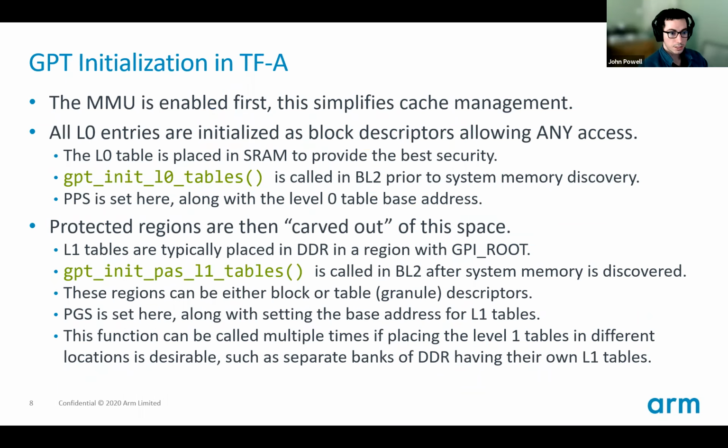What parameters are these? PPS, L0GPTSZ, and PGS. And then it can add or remove entries from the GPT. You're not necessarily adding or removing, but it can transition GPIs in table descriptors. Oh, I see. Okay, thanks. So the runtime service allows granules to be transitioned between secure and non-secure, and realm and non-secure. But it needs to know where the tables are before it can do that.